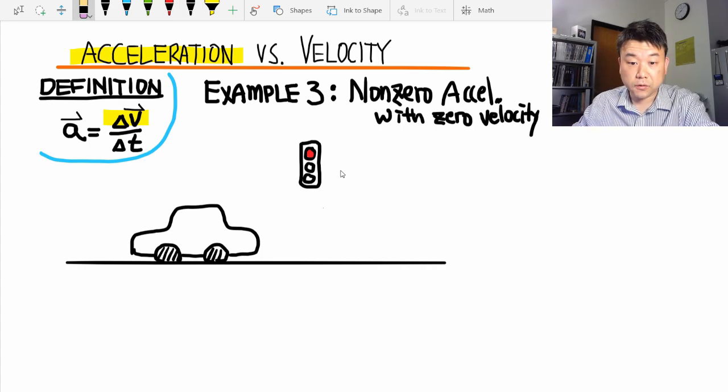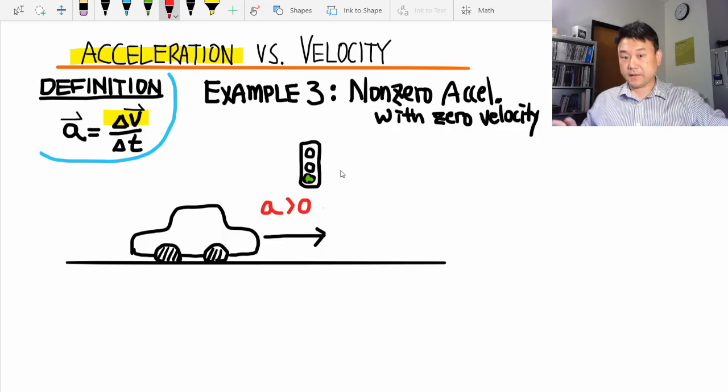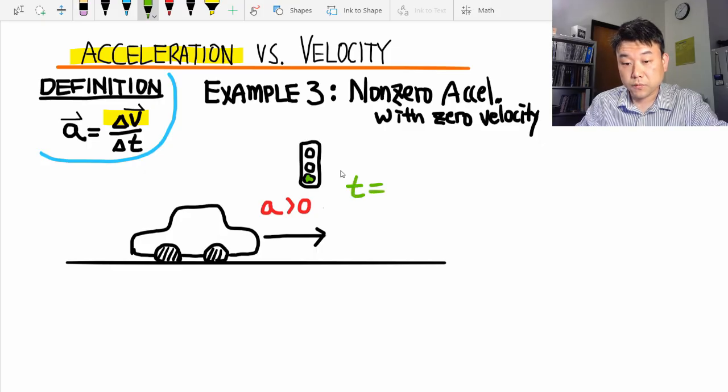Now, at time equals zero, the light changes from red to green. And the car starts to move forward. And you feel this motion. If you step on the accelerator, the pedal, hard enough, you will feel thrown backward in the car. That's how you're feeling the motion. Now, this is the question I want you to consider. At time equals zero, when the light just turned green, what is the velocity of the car?